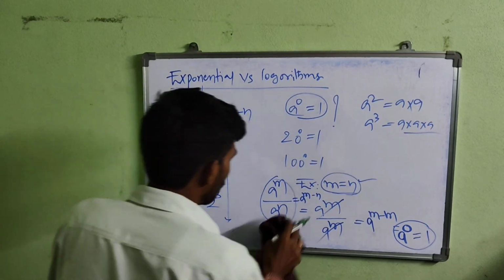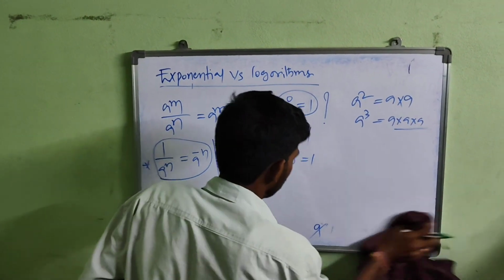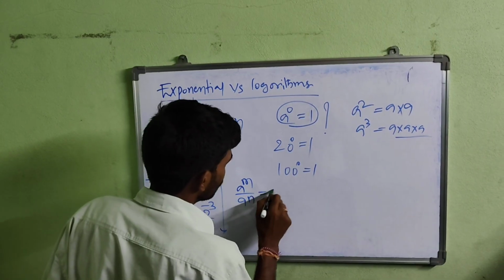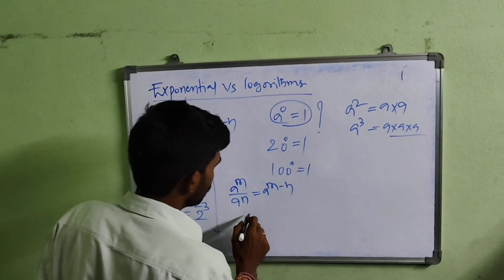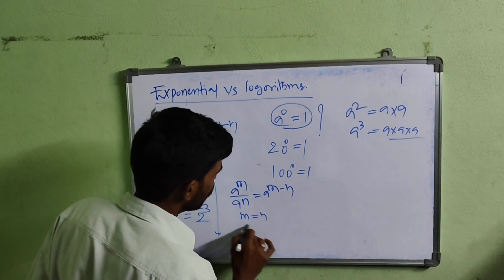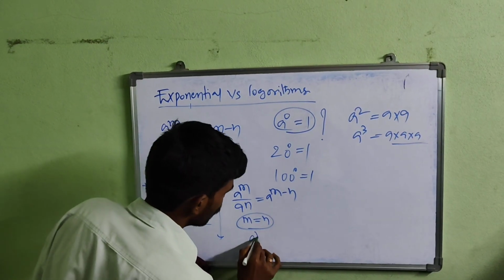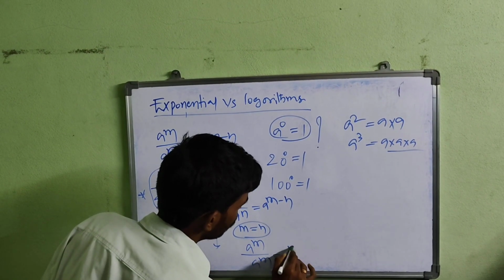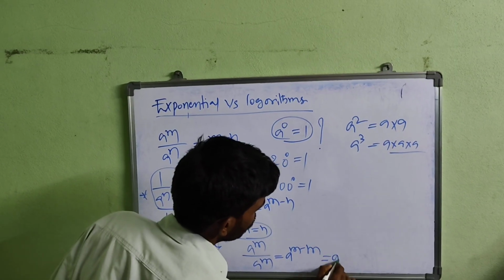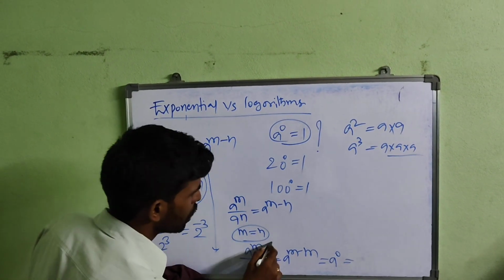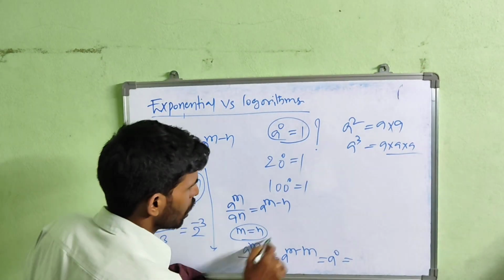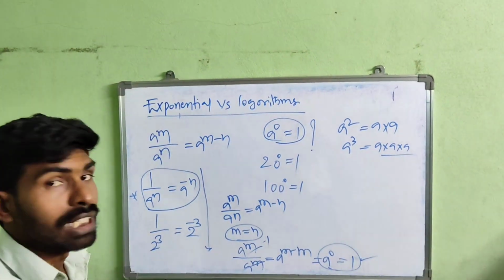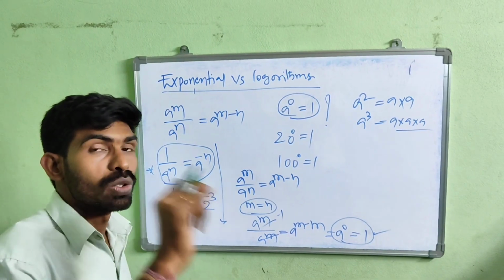One another thing. See, a power m by a power n equals a power m minus n. Here I assume m equal to n. So a power m by a power m equals a power m minus m. That means a power 0 equals a power m cancels. What will be? 1. So a power 0 equals 1. Any number power 0 is equal to 1.